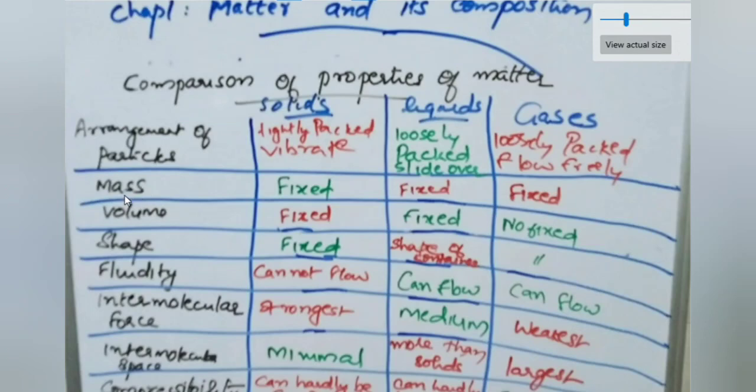Considering the mass, what about solids? Solids have a fixed mass. Solid, liquid and gases all three have a fixed mass. And about the volume, solid and liquid have a fixed volume, but no fixed volume is seen for gas.